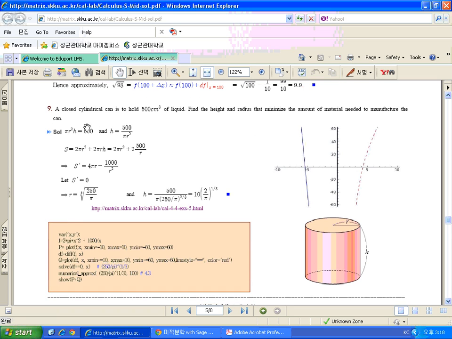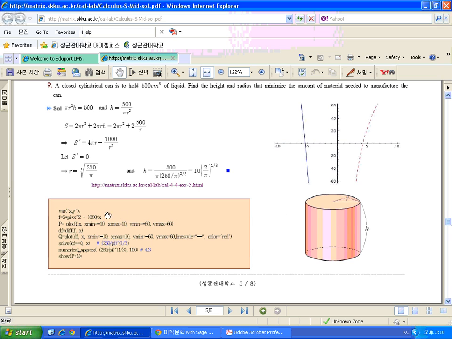And also this closed cylindrical can is kind of an optimization problem. So all you have to do is find the formula for the volume and then use the derivative to find the critical point to minimize or maximize the conditions. And this graph can be drawn by this. So we can easily expect the solutions are here, which is about between 4 and 5.